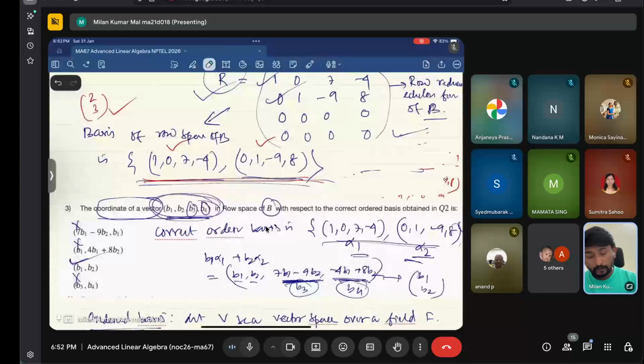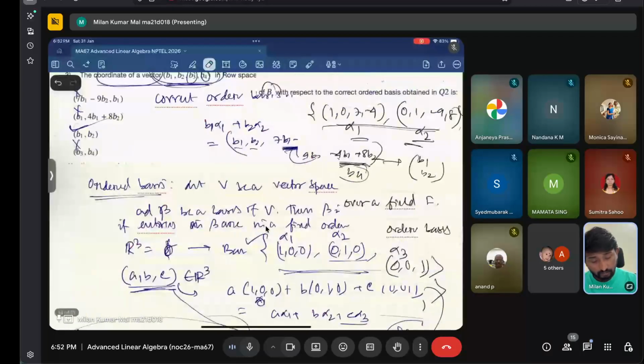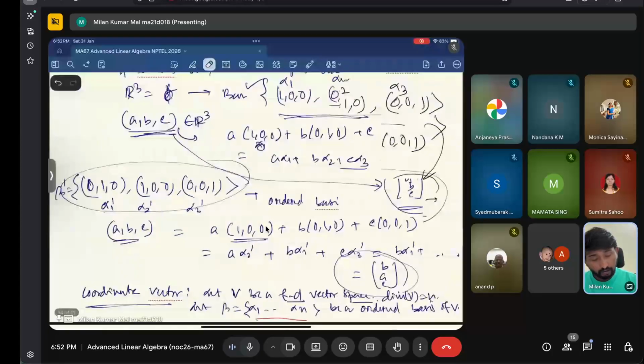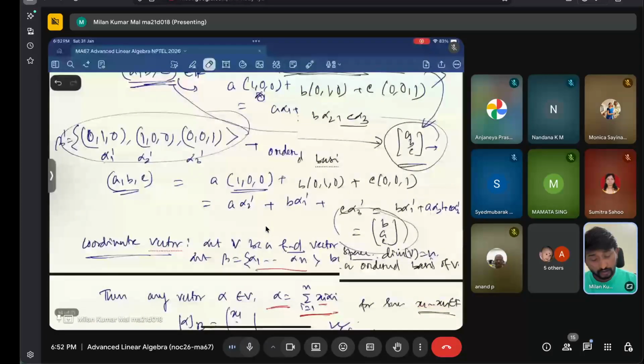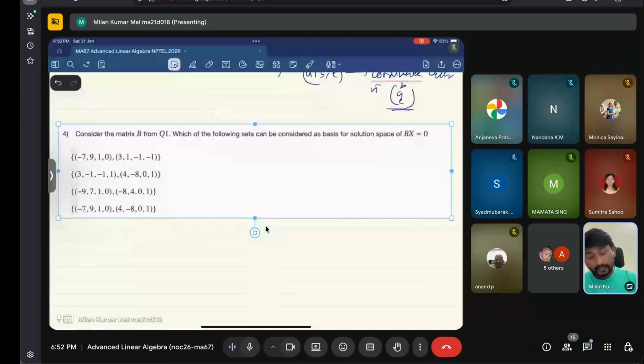So let me go to the next problem. If you have any problem till now, or anything you have not understood from the main course lectures, you can still ask those things. I'll try to explain. Okay, again with the same problem.